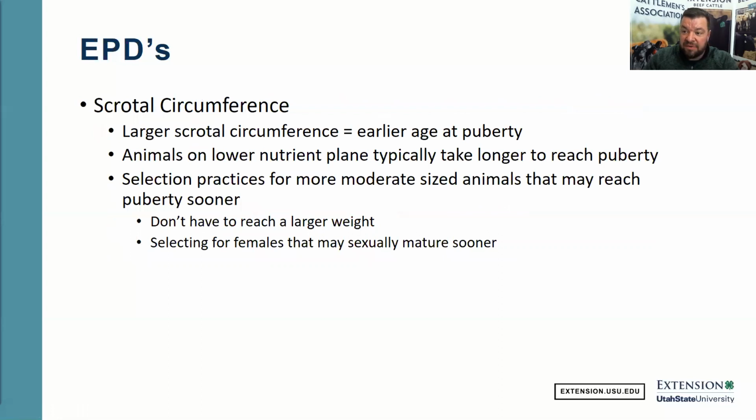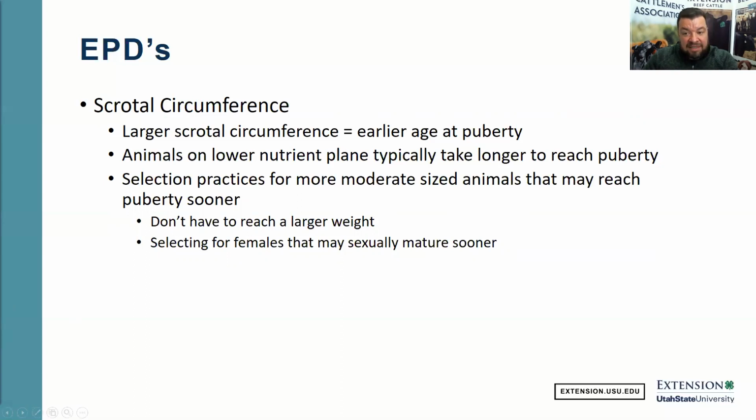Now, scrotal circumference is another one we need to look at. Scrotal circumference is what we call an indicator trait. A larger scrotal circumference is usually an indicator that that bull's daughters will reach puberty earlier in the production system, meaning they're ready to breed at an early stage when we need them to. Now, animals on a lower nutrient plane, like the Intermountain West or arid environments, typically take a little bit longer time to reach puberty, because puberty is also associated with a certain percentage of weight. At about 70%, 75% mature weight, those animals actually hit puberty.